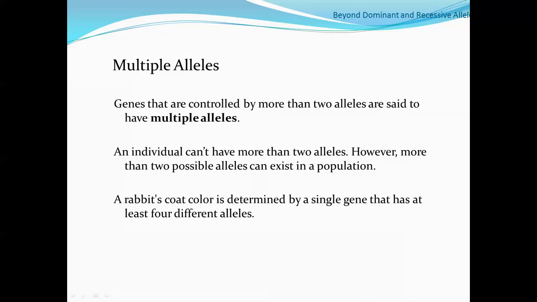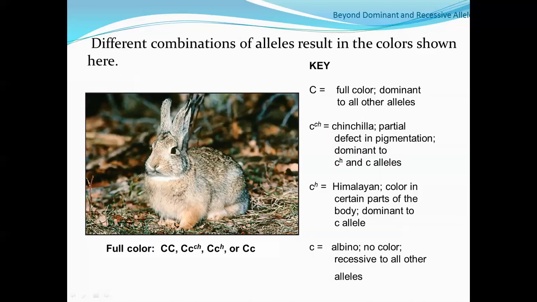Our first example is rabbit coat color, which is determined by a single gene that has at least four different alleles. So rabbit A could have two alleles, and rabbit B will have two different alleles. Our first rabbit fur color is called full color, and that is dominant to all other alleles. So this is always going to be present. As you can see down here, here are our different alleles. We have big C, little c with a CH, little c with an H, and then just little c. Those are our four different alleles. So full color is our first one.